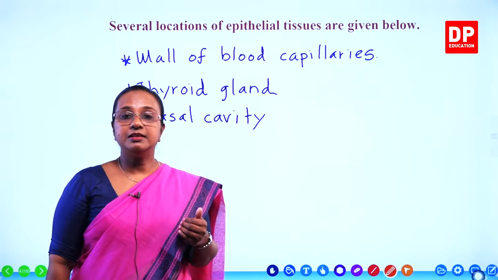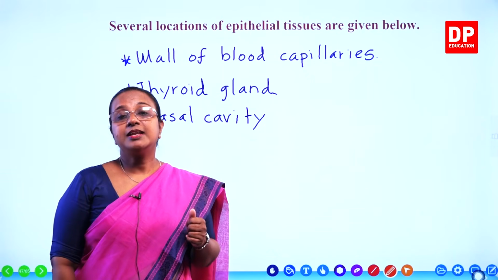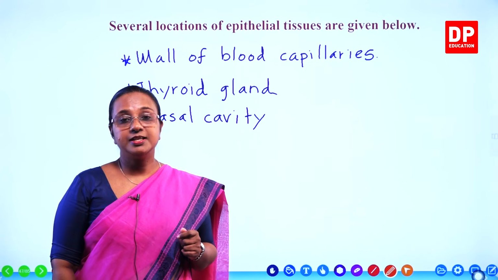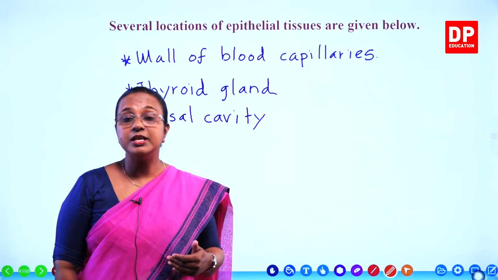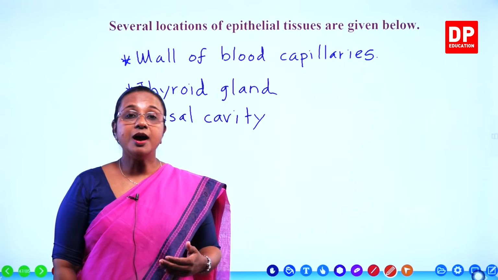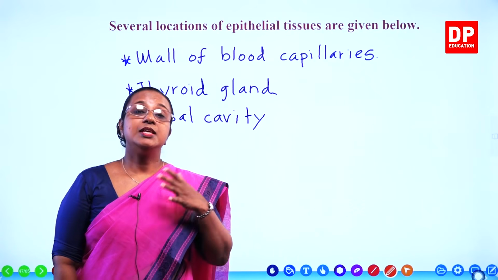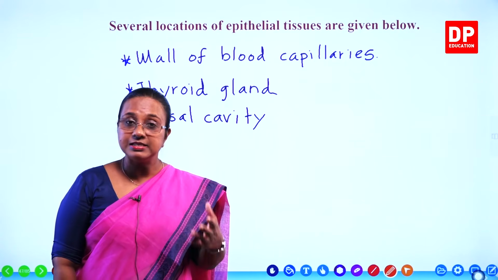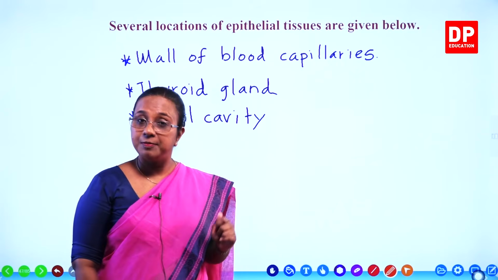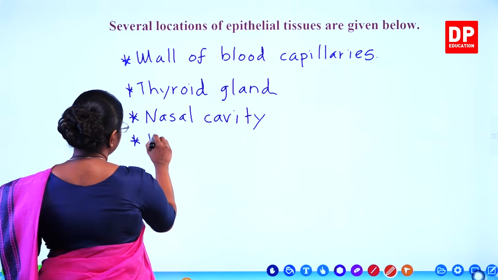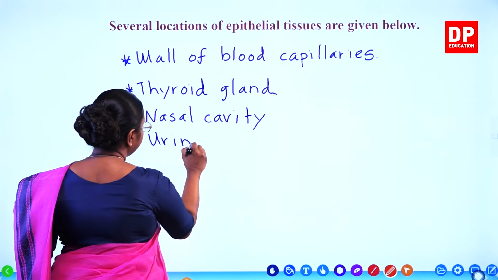Then if we take the excretory system of our body, a part of the excretory system is the urinary bladder, where urine gets temporarily stored. This urinary bladder is lined with epithelial tissue. So the next one is the urinary bladder.